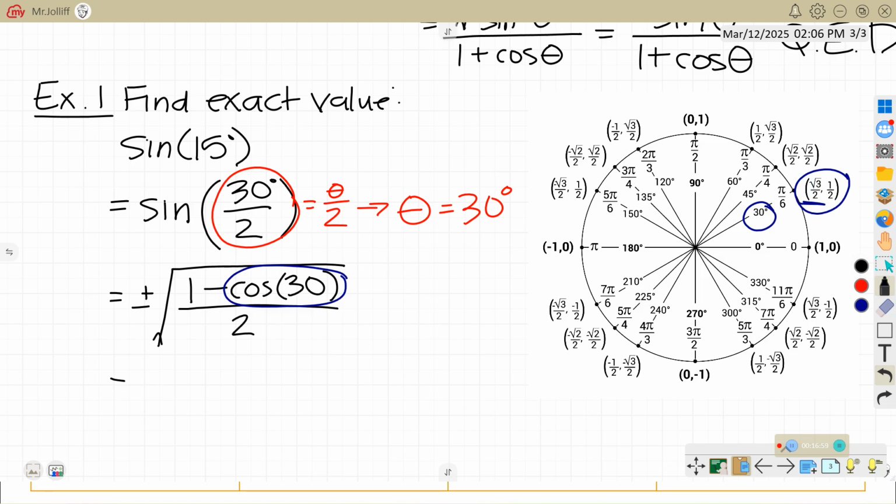So this is going to become plus or minus big square root 1 minus square root of 3 over 2 all over 2. No more cosine, right? We evaluated the cosine. Cosine is gone. Which means the trig portion of this problem is done. Now it's algebra. I need to make that answer pretty, because it is not pretty right now.